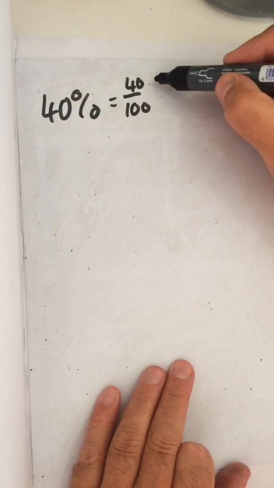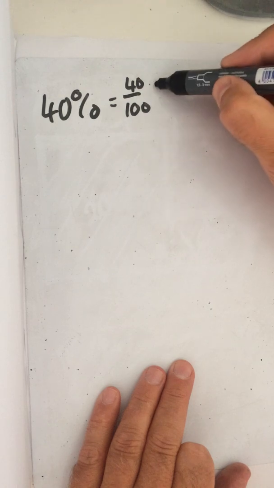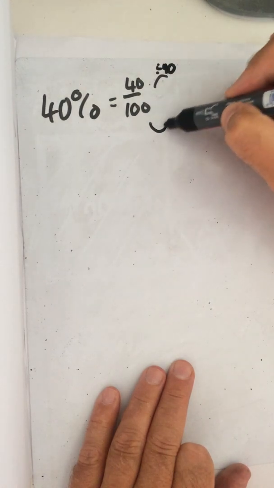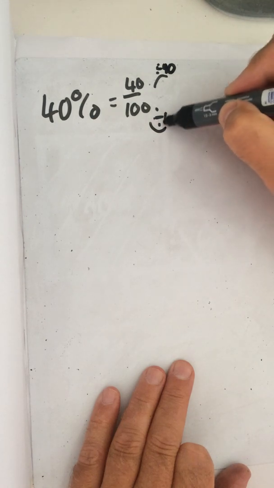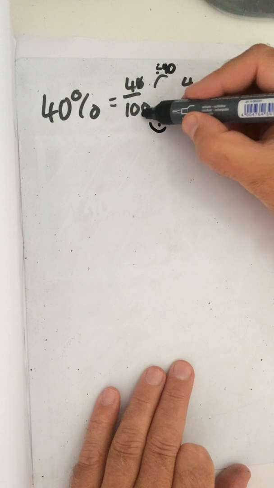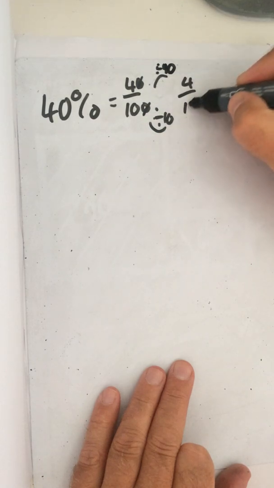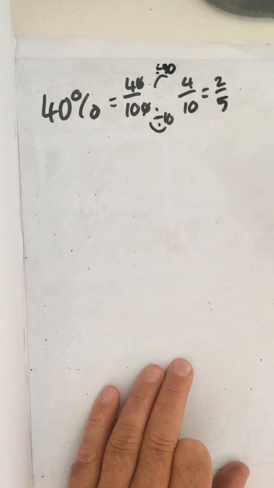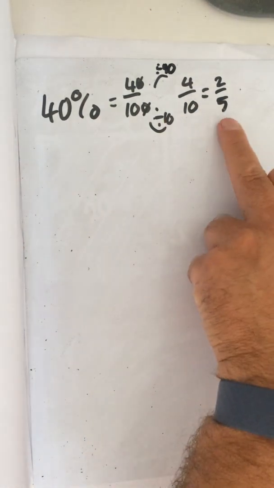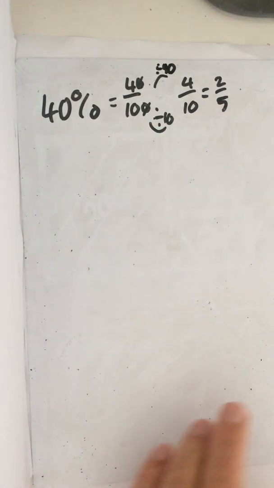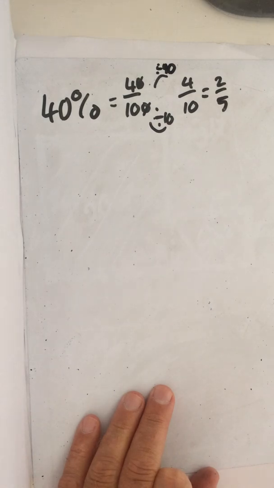So first of all, I can divide both by 10, because there's zeros here. Divide by 10, so that gives me 4 over 10. I'll just cross off a 0 from both when I divide by 10. I can simplify further than that, because I can halve both of these because they're even. So 2/5. So 40% is 2/5. It's easy to put it over 100 first, but then we have to simplify.